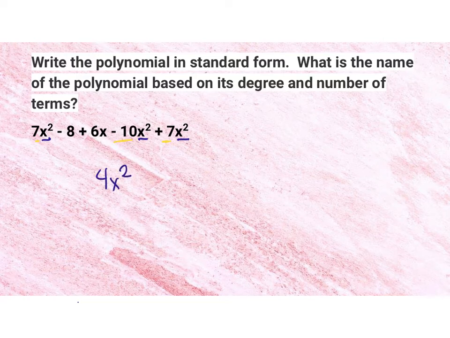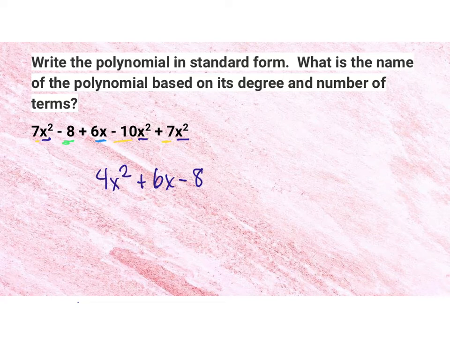Next, we're going to look for all the x's that we have. Well, we only have one, so then that's going to be plus 6x. Next, we'll look for all our constants. We just have one, so we'll write that down, and that's going to be minus 8. And as I went ahead, it's already in standard form because it's from largest degree to the constant. So we're good to go there.